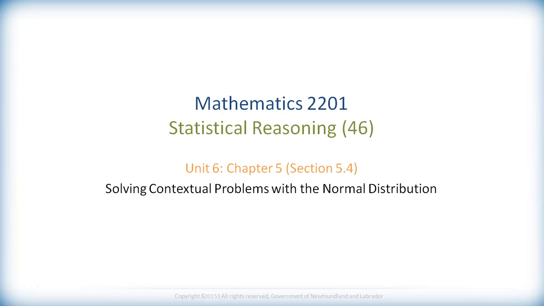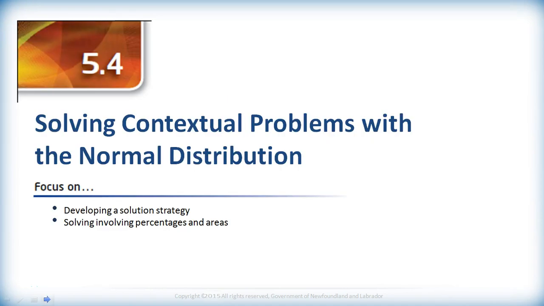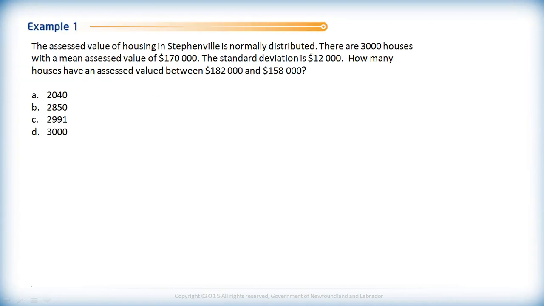Okay, folks, some practice questions now on solving contextual problems with the normal distribution. What we're going to do is focus on developing a solution strategy and solving problems involving percentages and areas. We sort of built all that already, so let's just put it into practice with some test type questions. So, the assessed value of housing in Stephenville.